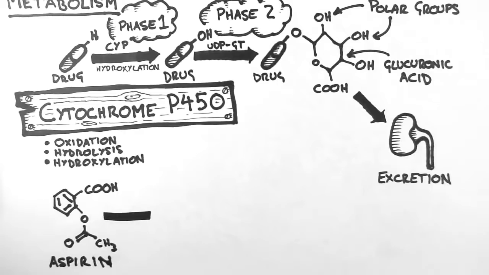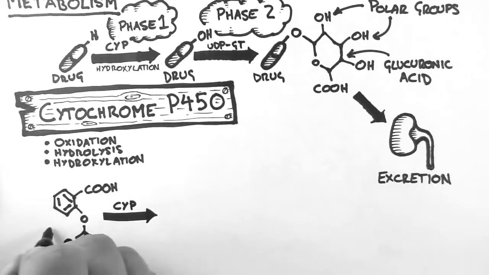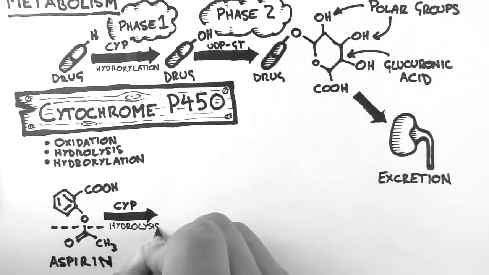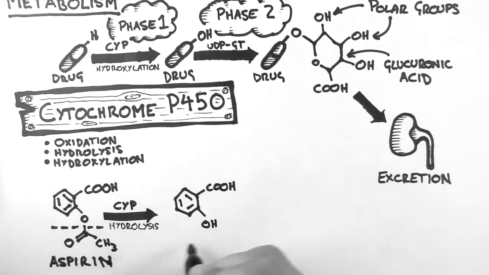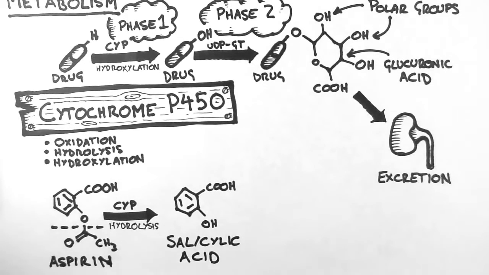The phase 1 metabolism of aspirin involves a cytochrome P450 hydrolyzing the aspirin molecule, and the resultant product is salicylic acid. This is particularly interesting as salicylic acid is the active drug. In other words, aspirin needs to be metabolized before it has any effect. Because of this, we call aspirin a prodrug.